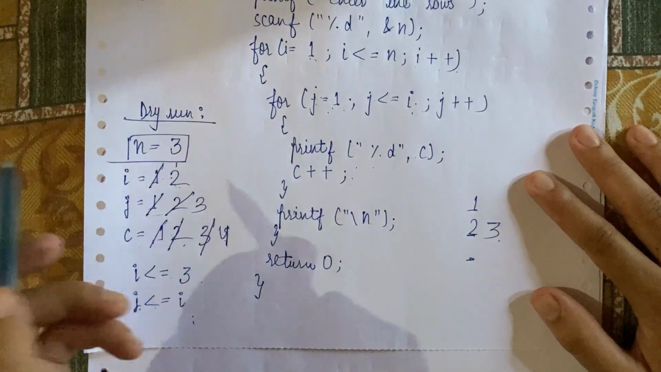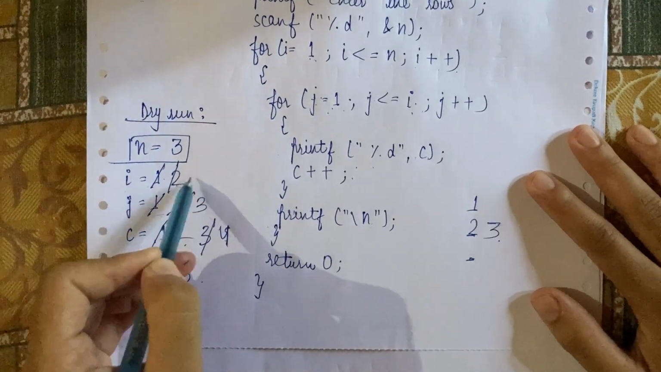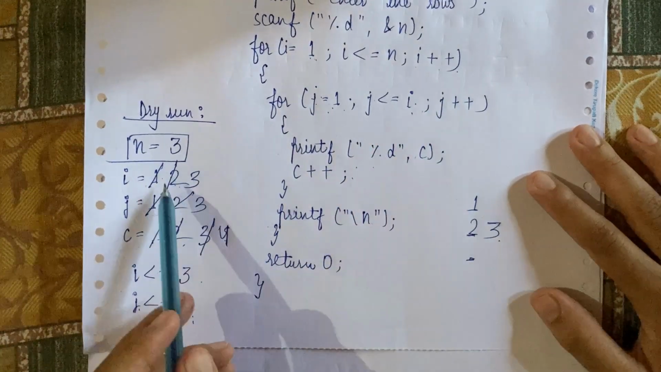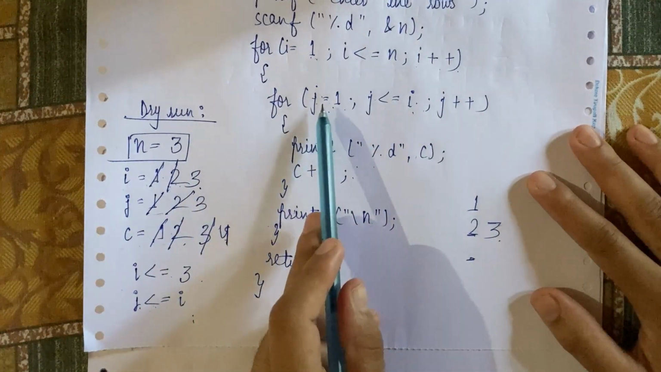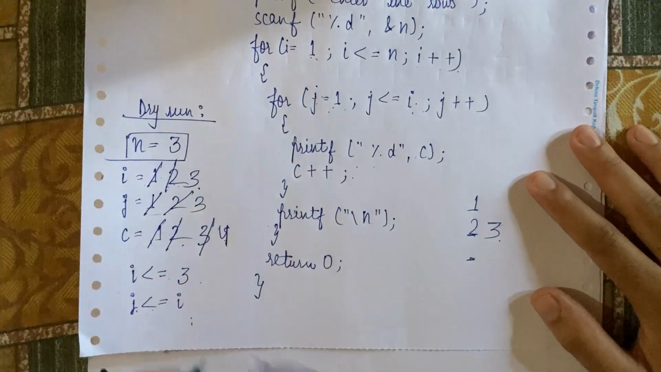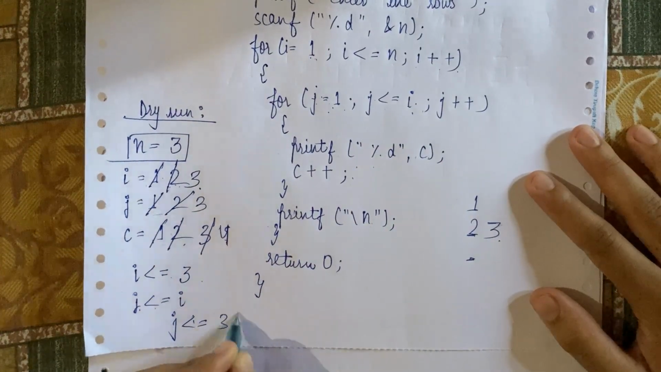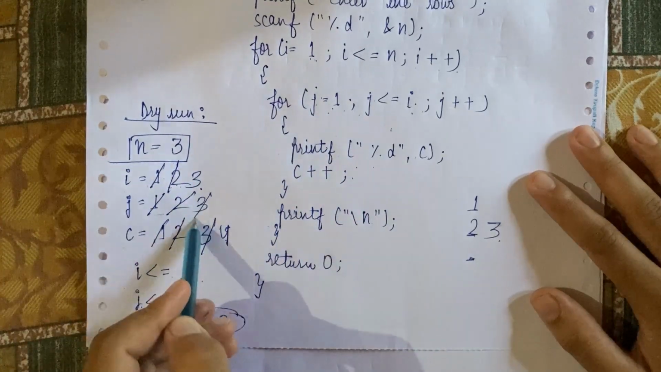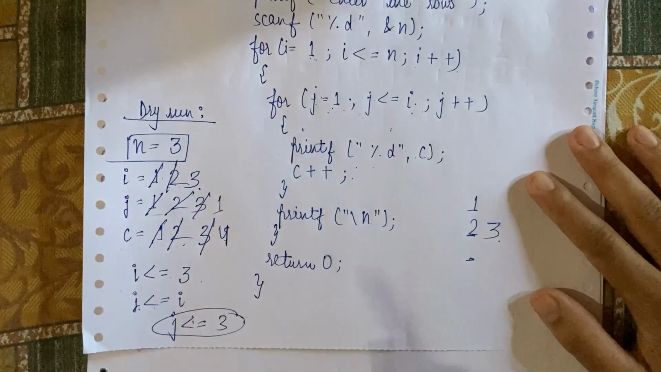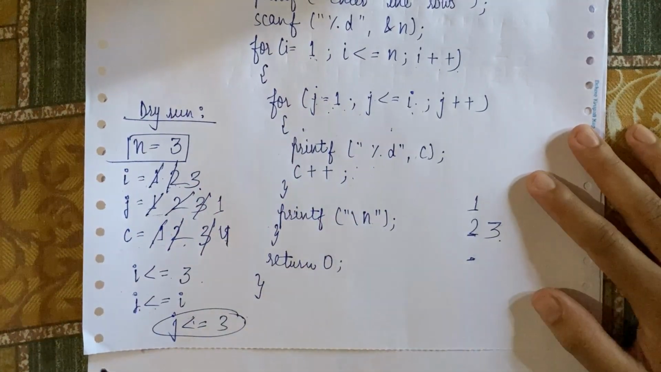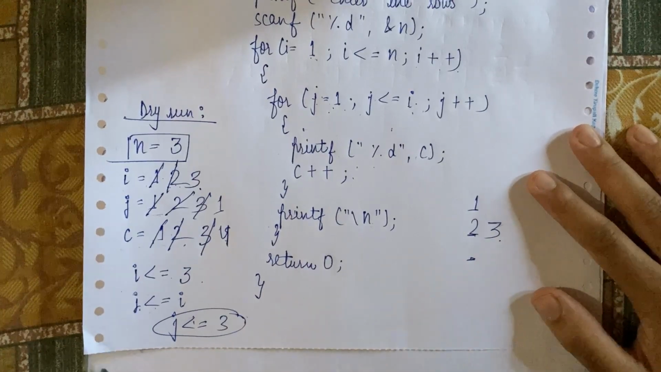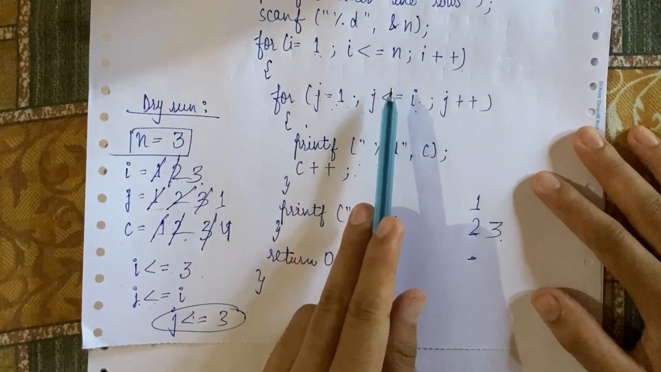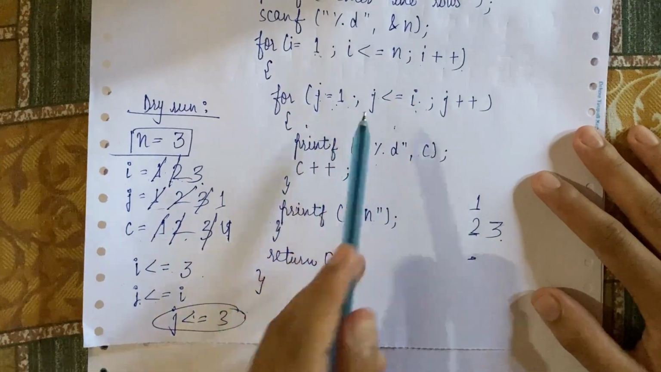So i is now 3. The value of i is incremented by 1. That means initially it was 2, now it is 3. So j will now run till j less than or equal to 3. This will be the condition for j, right? So j will be 1 again, because j in a loop always starts as a fresh loop. So that's why we are starting j always with 1, right? For every true condition of the outer loop. So j is 1 now.